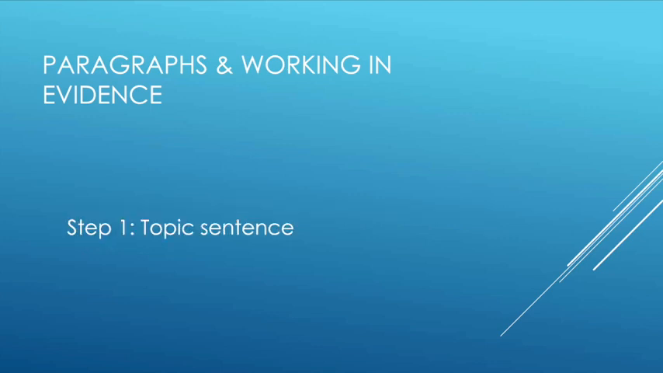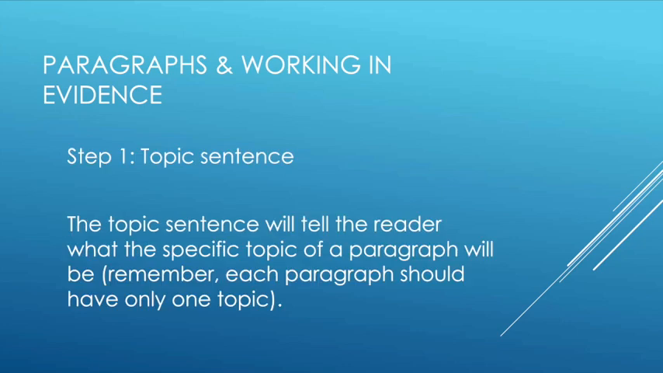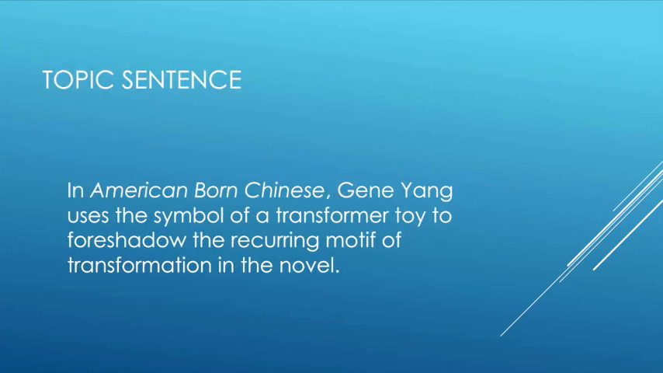Step 1, we want to write what's called a topic sentence. A topic sentence, if we think about what it means, it's pretty self-explanatory. A topic sentence is going to tell the reader what the specific topic of a paragraph is going to be. And remember, each paragraph should only have one topic, right? So topic sentence tells us the topic of the paragraph. Makes sense, right? So here's an example topic sentence.